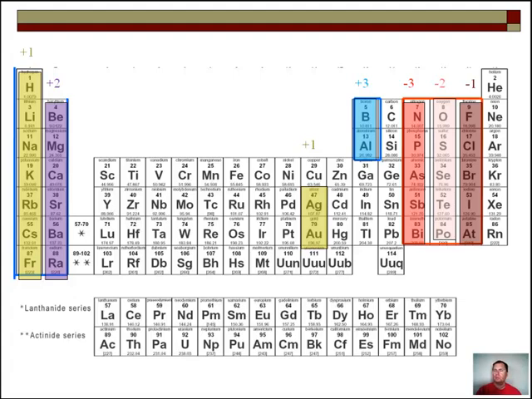Now there are 3 other elements on here you need to know. First one is gold and silver. Ag is silver, Au is gold. They have a +1 charge.